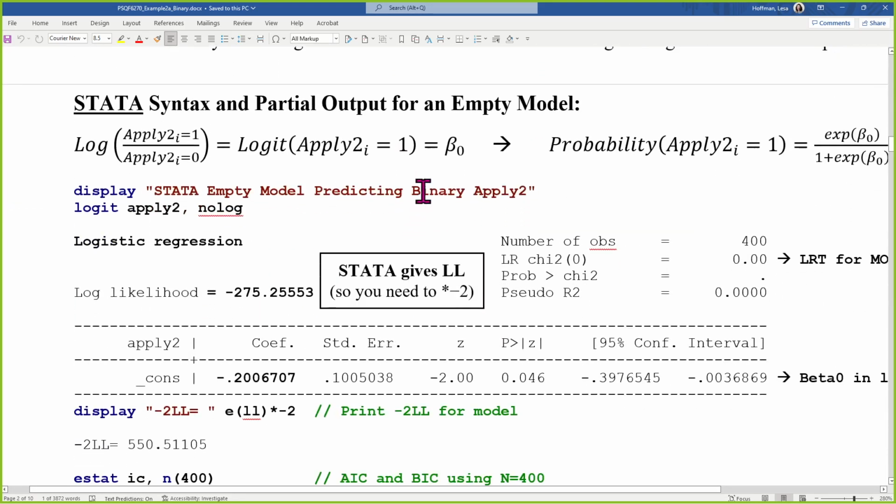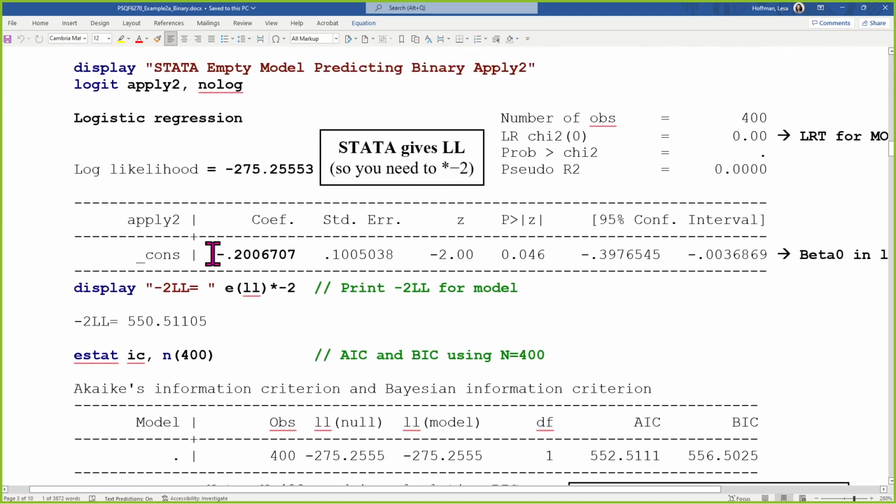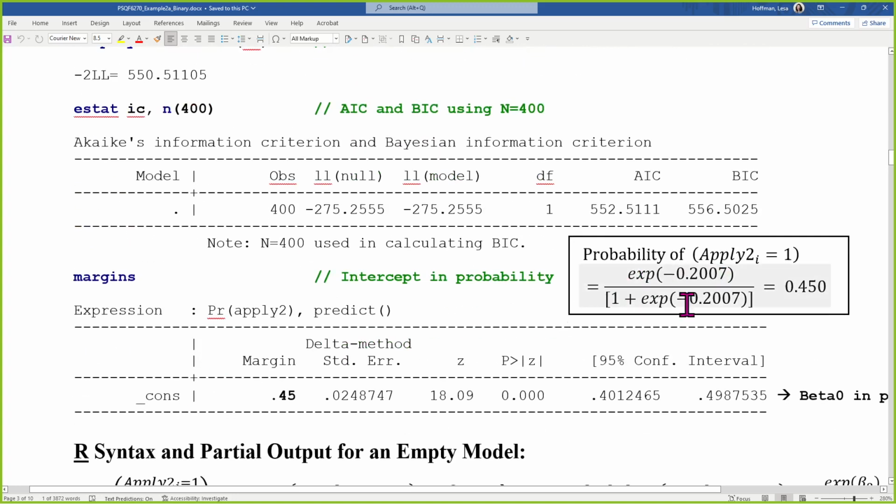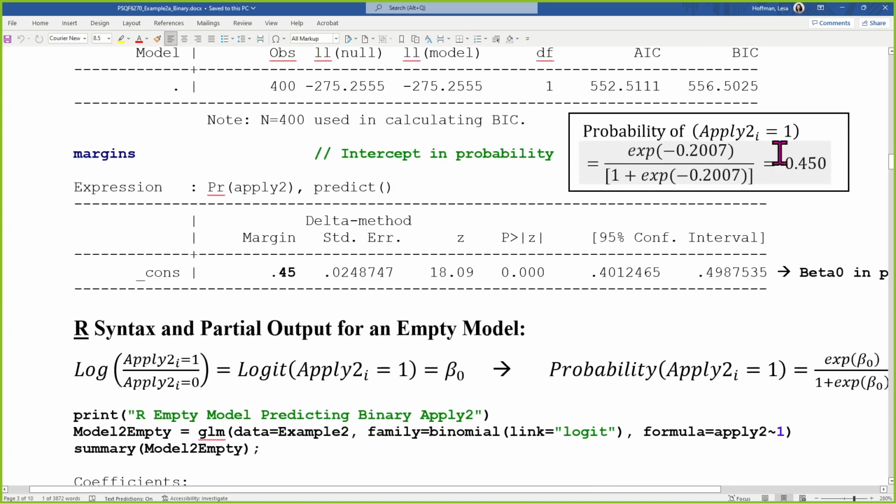In an empty model, all I have is an intercept, which is the expected outcome for everybody, which is the mean. So this expected outcome is in logits. When it comes back to us, that's the -0.2. When I unlogit it back down to probability, e to the logit over 1 plus e to the logit, that turns into 0.45. So the mean of the variable in probability is 0.45, which matches the mean of the original variable.